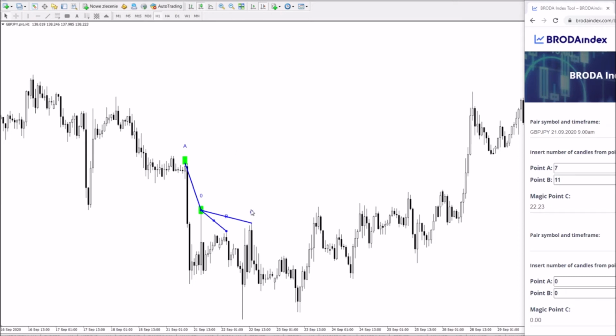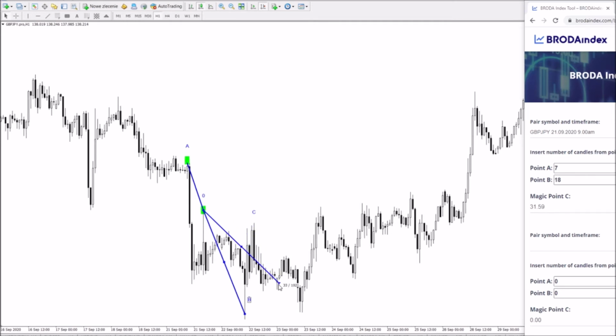It is worth confirming more points to say that our key points A and 0 are well defined. Let's set point B on this candle with a long bottom shadow. It is at 18 intervals from point 0. Paste this value into the calculator. Point C was calculated at 31.59. Mathematically, we can round to 32. Although in such situations we can also consider candle 31. Let us check 32. Point C is very good.